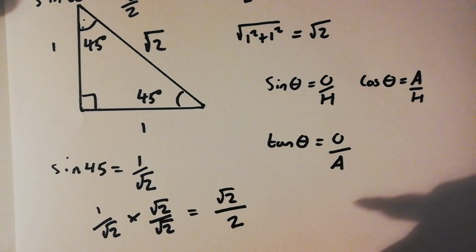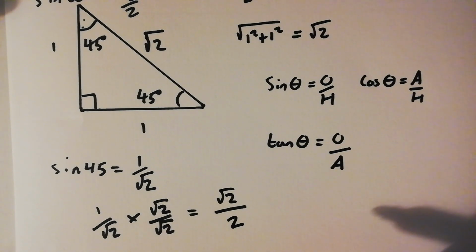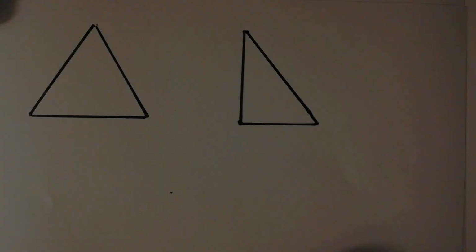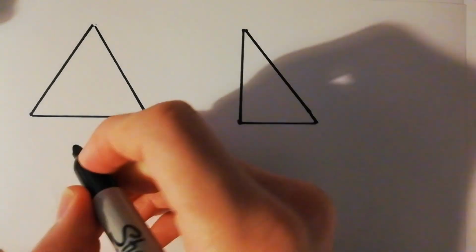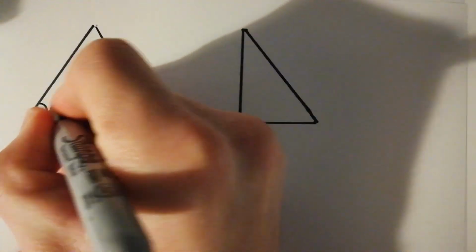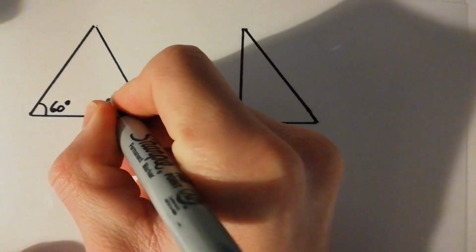By remembering this simple triangle, which you could quickly sketch in an exam, you can get sine 45, cos 45 and tan 45. And personally, I feel like this is a much easier way to remember the values than just memorising them.